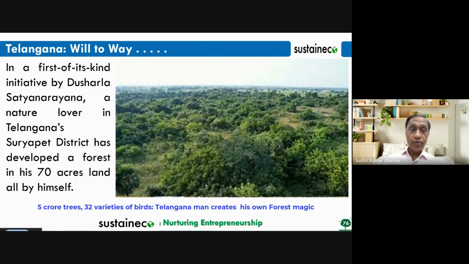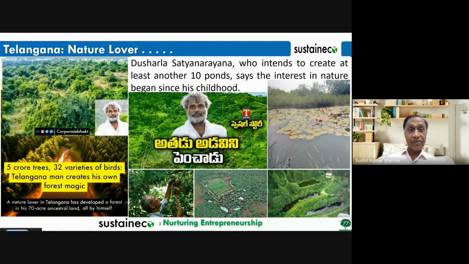Herein are 5 crore trees and 32 varieties of birds. This Telangana man creates his own forest magic. So this is the simple man who has done wonders. Now he in fact intends to create and add at least another 10 ponds. He says his interest in nature began in his childhood.